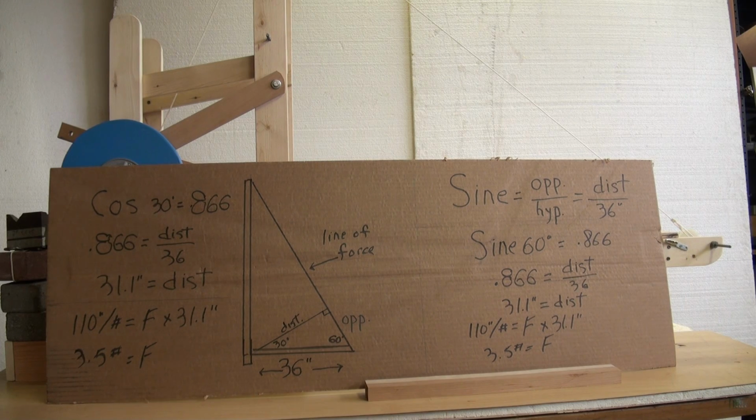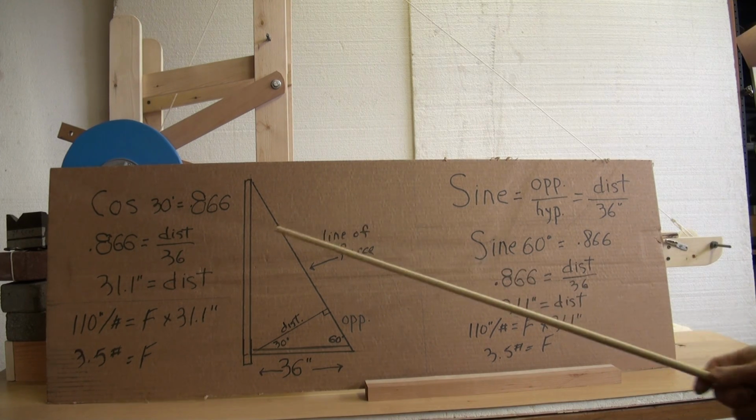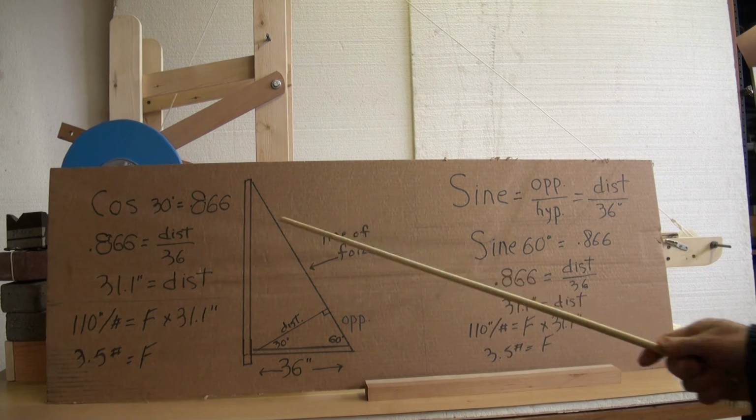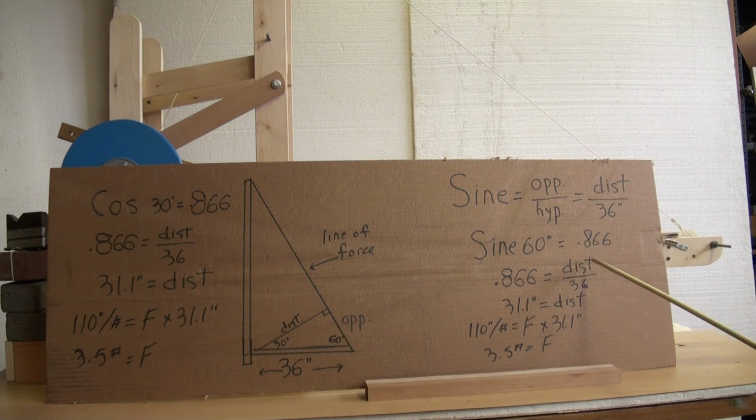So if you've got the cosine of 30, the value is the same as the sine of 60. Makes things a lot easier.